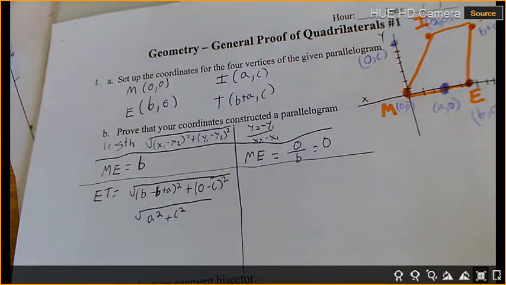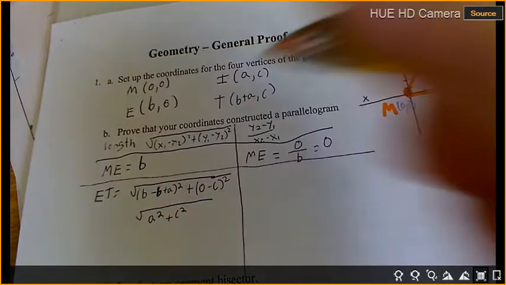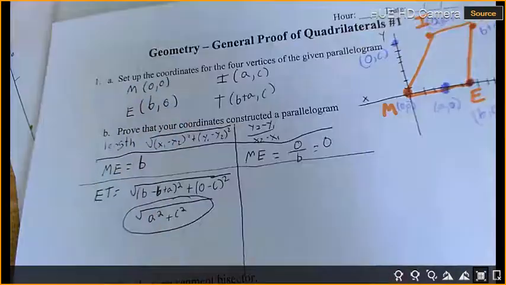What's the answer? Square root of a squared plus c squared.